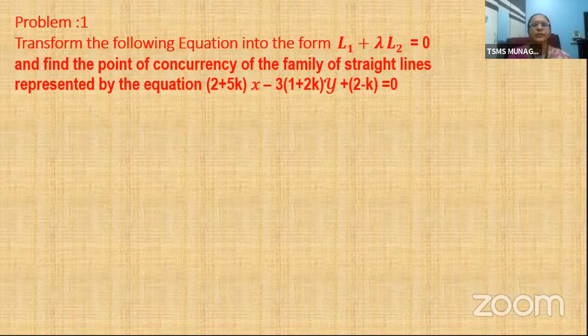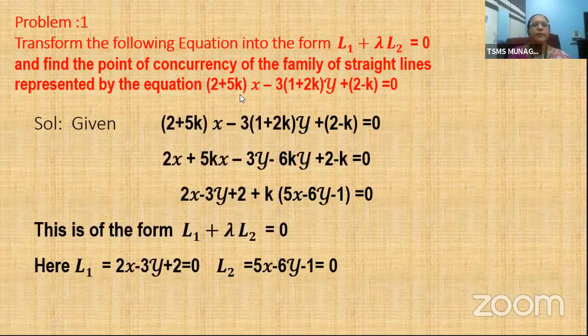So here, this is something like a family of straight lines which has got constants, and we are asked to convert this form into L1 plus lambda L2 equal to 0. And in the place of lambda, here we are given a constant called k. Let us see how we can solve this. So here we have taken the given equation as it is.